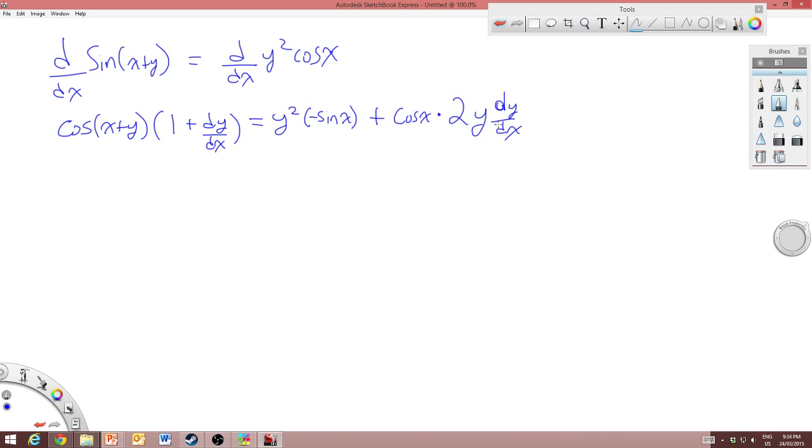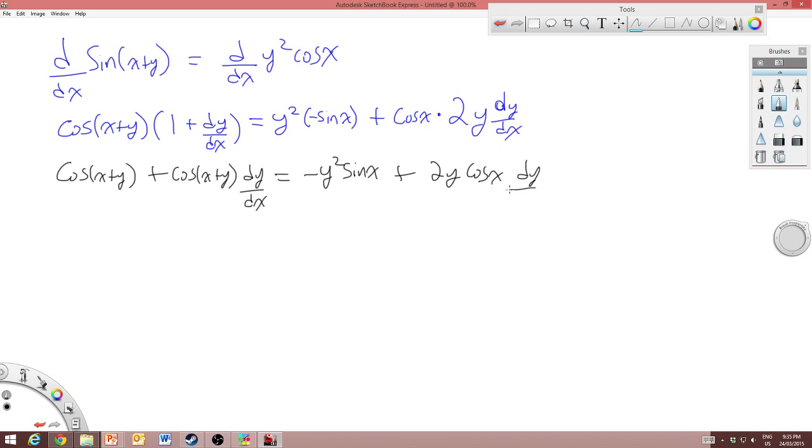Okay, time to clean things up a bit. Well, I have to expand and simplify. So let's expand this one. This one becomes cos of x plus y plus cos of x plus y, but this is now times dy dx. Okay. This is all equal to negative y squared times sine x plus 2y cos x times dy dx.